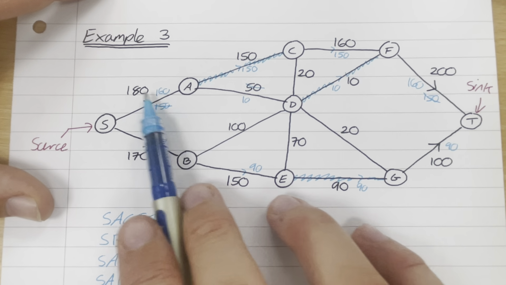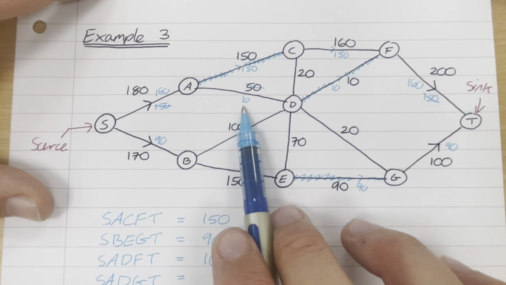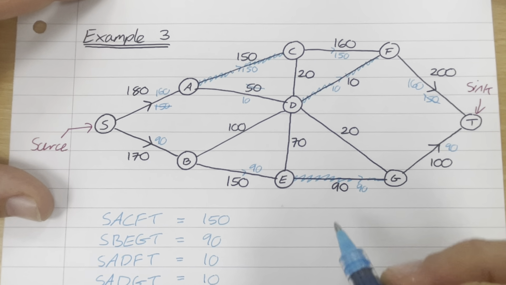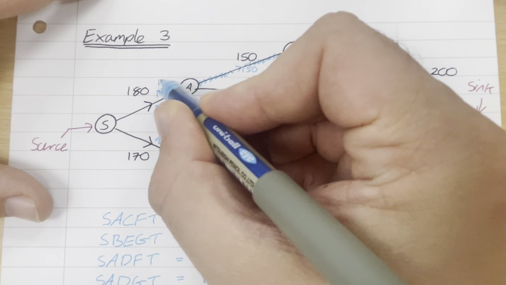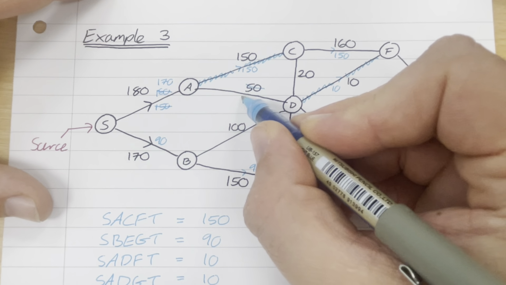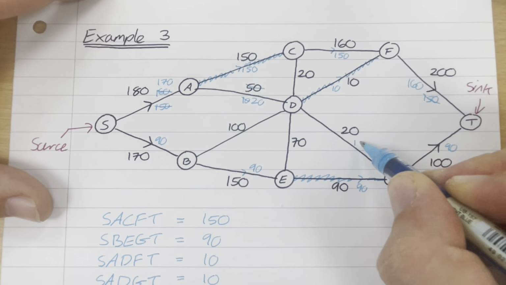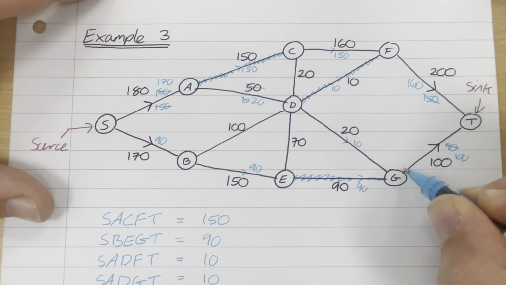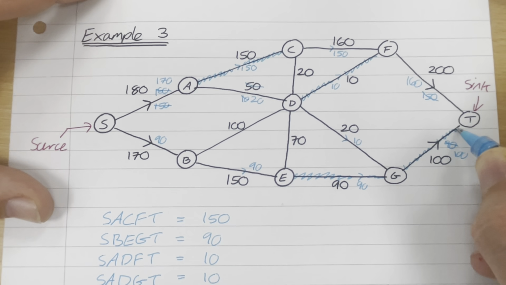I've got 20 units of flow available here, 40 here, 20 here, and 10 here. So the smallest of those is 10. That's going to go up to 170. That's going to go up to 20. That is now got a flow of 10, which is going that way, and that's going to go up to 100. So that is now saturated.